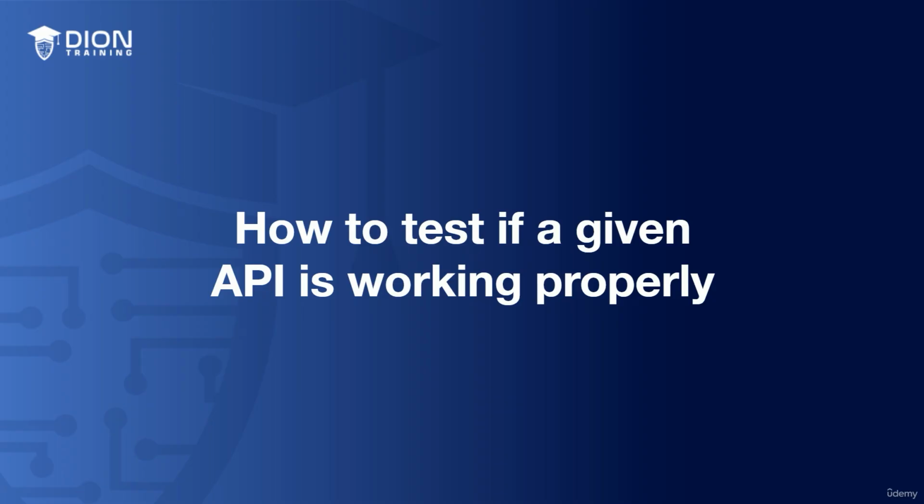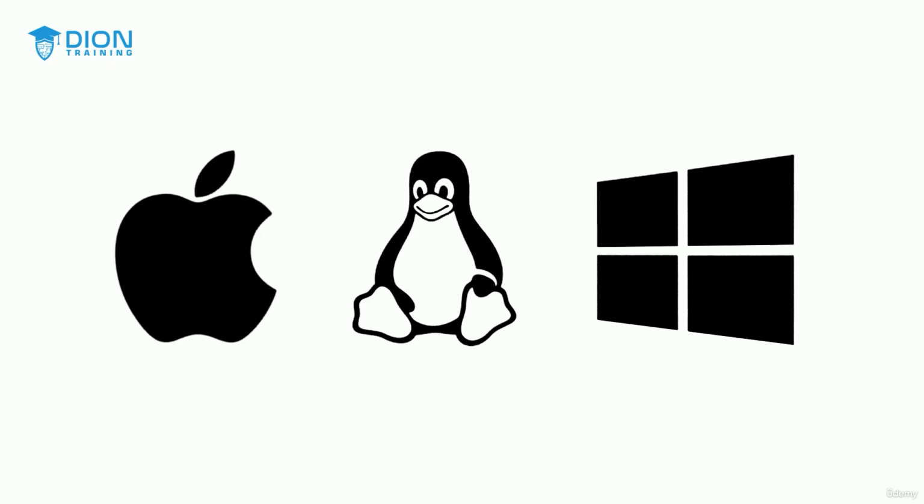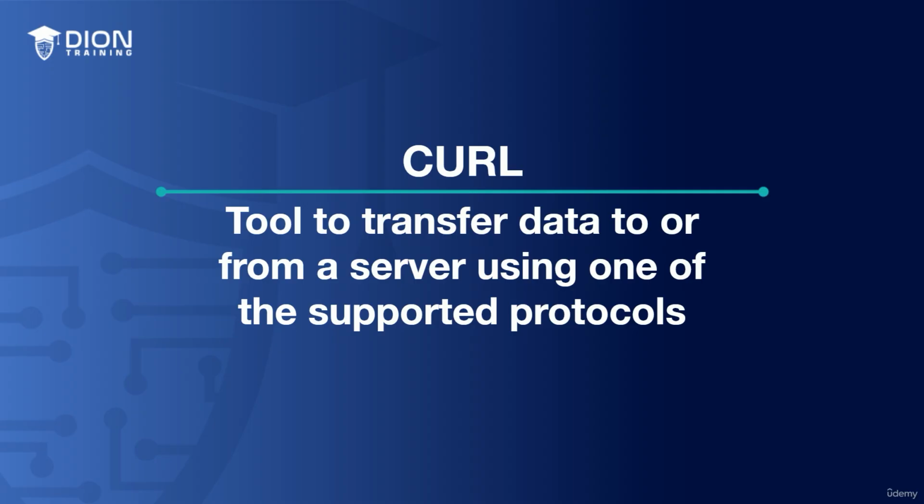Now that we understand a little bit more about application programming interfaces and integrations, you may be wondering, how can you test if a given API is working properly in your existing automation? One of my favorite tools to interact with an API is the curl tool. Curl comes installed by default in Linux and macOS systems, but you can also install it yourself on your Windows system.